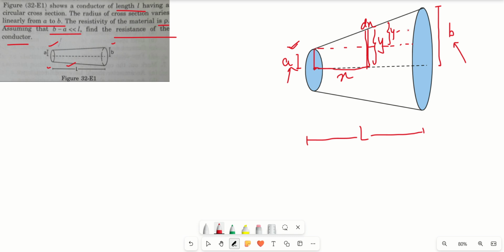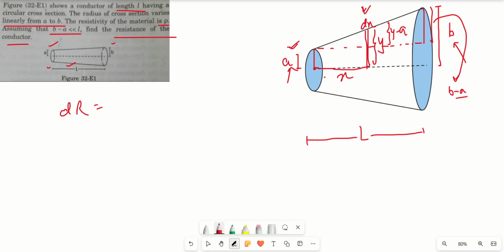If you observe it carefully, this length we have found out is the difference of y and a. So I've written this length as y minus a, and similarly this length is b minus a.